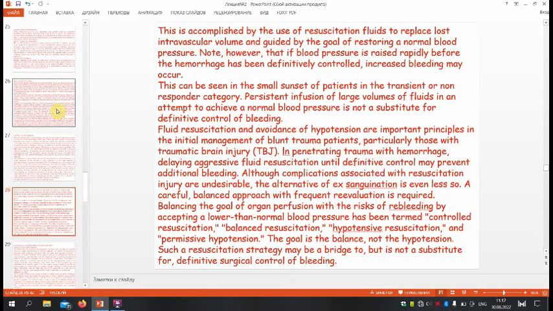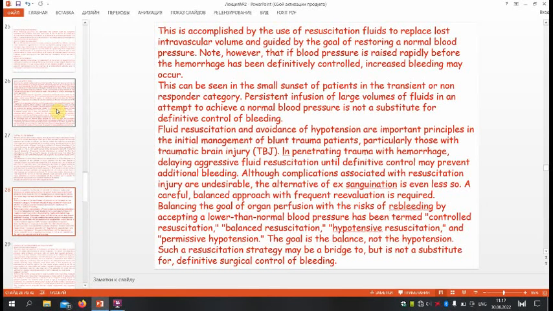The goal of resuscitation is to restore organ perfusion. This is accomplished by the use of resuscitation fluids to replace lost intravascular volume and guided by the goal of restoring a normal blood pressure. Note, however, that if blood pressure is raised rapidly before the hemorrhage has been definitively controlled, increased bleeding may occur. This can be seen in the small subset of patients in the transient or non-responder category. Persistent infusion of large volumes of fluids in an attempt to achieve a normal blood pressure is not a substitute for definitive control of bleeding.